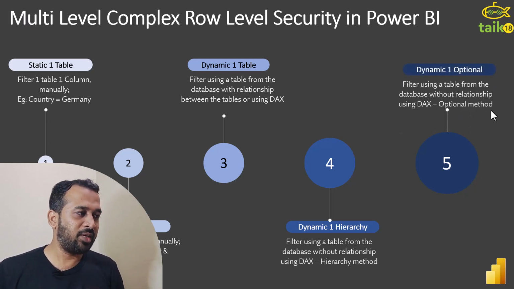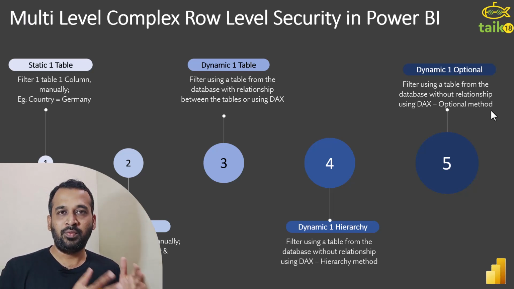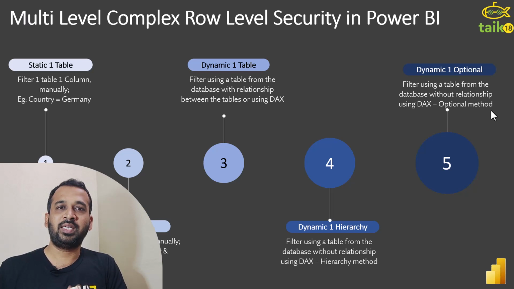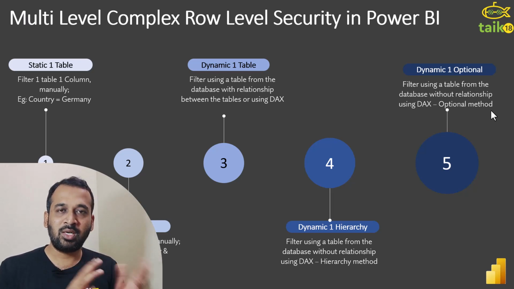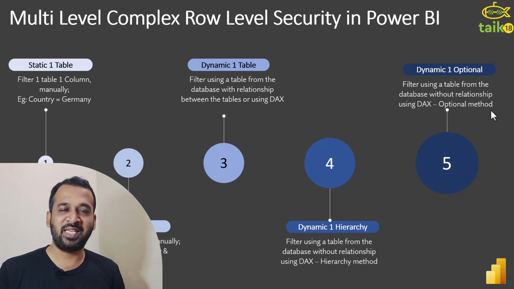And the last thing we have is dynamic one optional. Which is basically filtering using a table from the database without a relationship using DAX, which is an optional method. If you want to filter the category or the country, you have both options and can select optionally. It's not a hierarchical way. It's an optional way we can use.